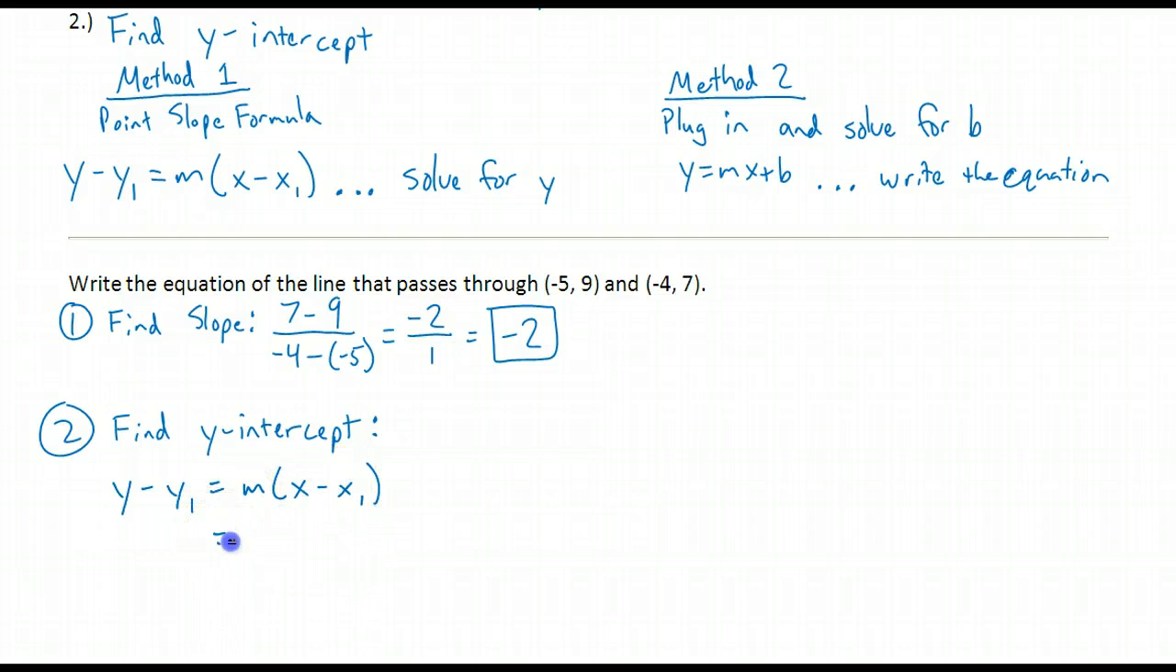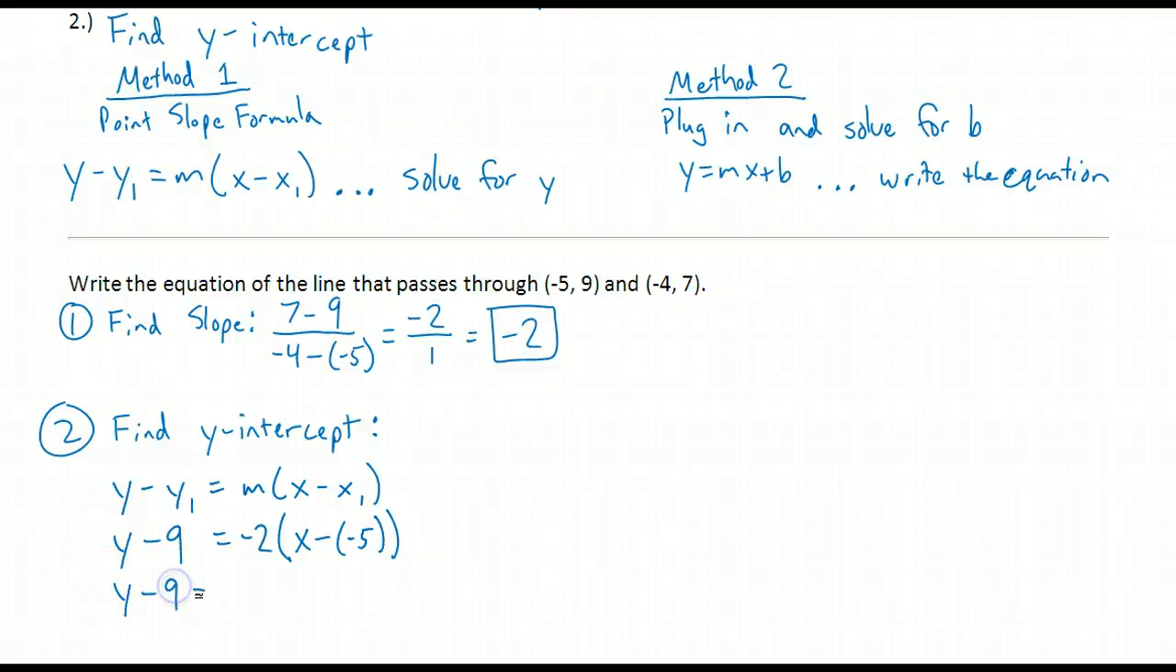I know that m has to be negative 2, and I know that x1 is going to be negative 5. And I know that y1 is going to be 9. Now I could pick this point, it doesn't really matter, and plug this point in for x1, y1. I will get the same answer. I just picked this point as an example.